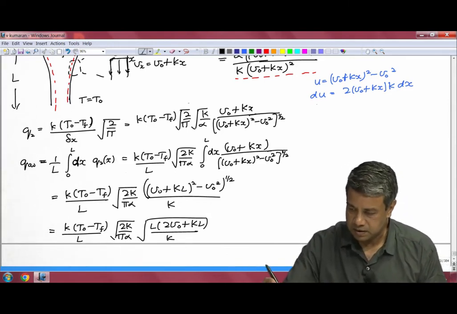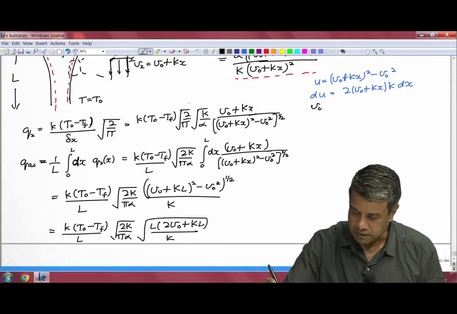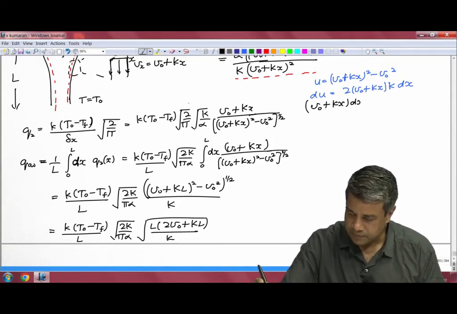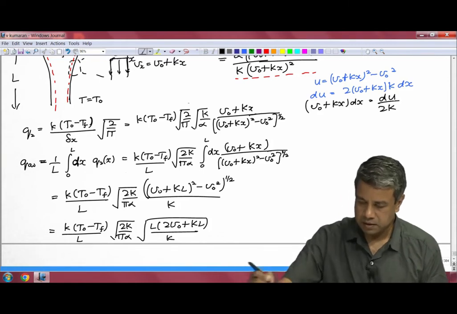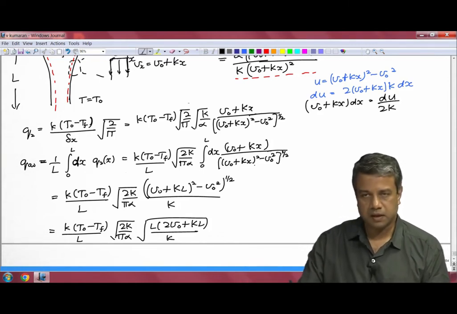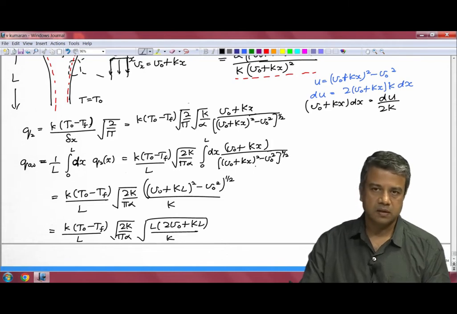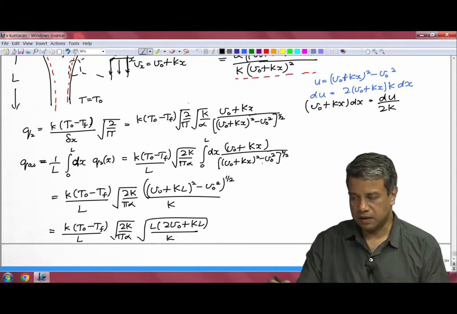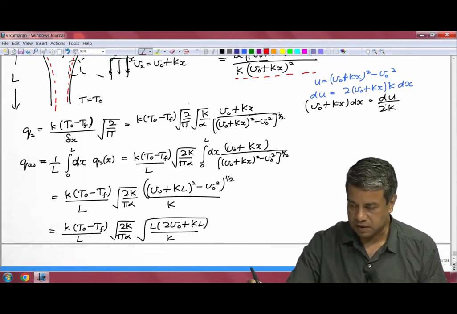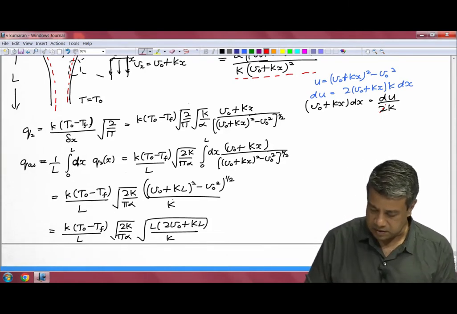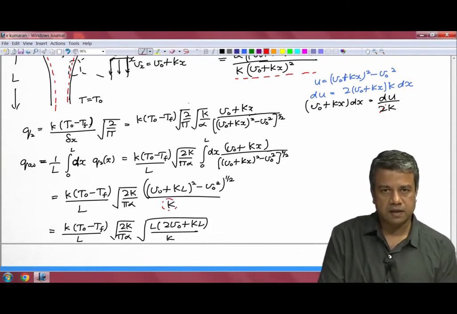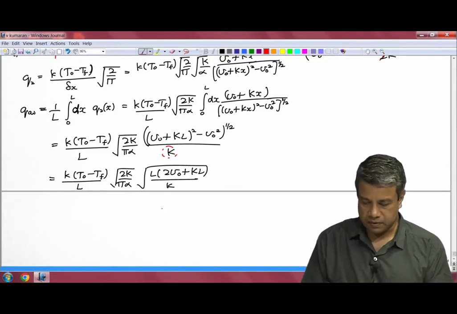So, that means that here V naught plus k x dx is equal to du by 2k. So, I put du by 2k and then u power minus half in the denominator. I get 2 times u power half, and that 2 and this 2 will cancel out, and I will get a 1 over k ultimately, which is basically this term here. So, I will leave that simplification for you.